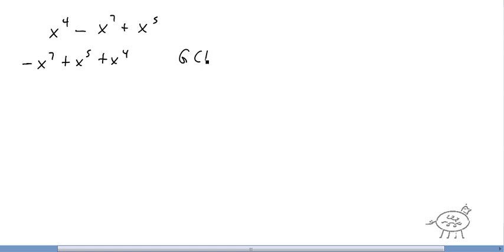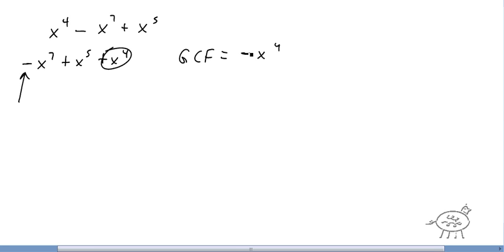All right, so let's do one that's a little more complicated. X to the fourth minus x to the seventh plus x to the fifth. Okay, remember, the first thing you're going to do, you put it in descending order. So that's going to be negative x to the seventh plus x to the fifth plus x to the fourth. And then you say your greatest common factor is equal to x to the fourth. That's the smallest one. But, danger, there's a negative here. So it's negative x to the fourth.